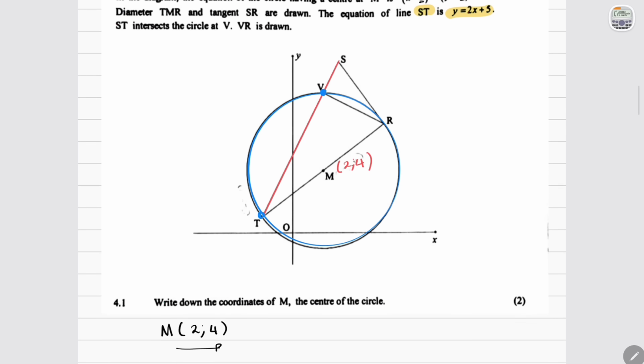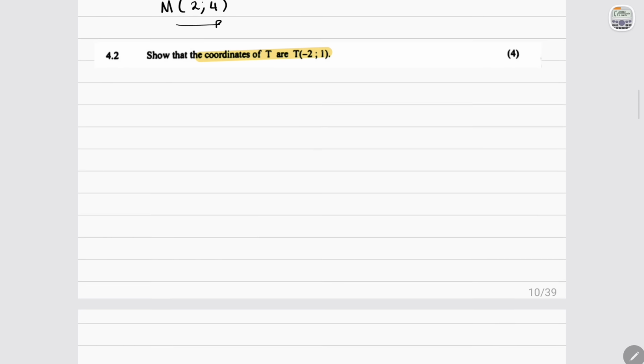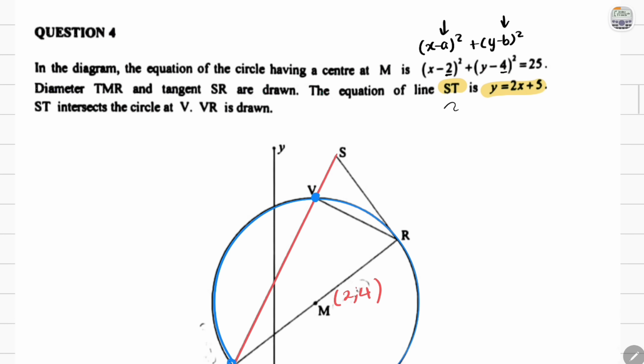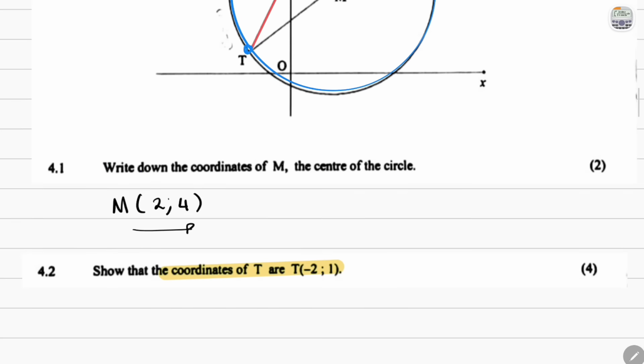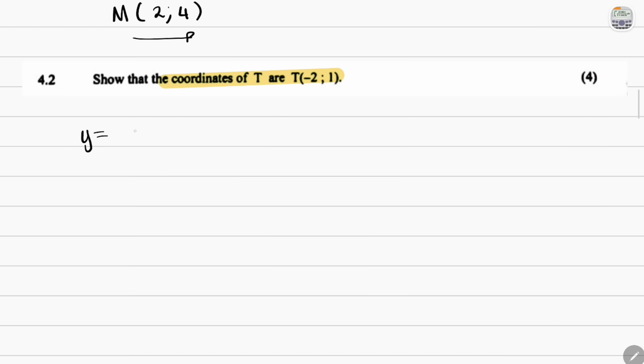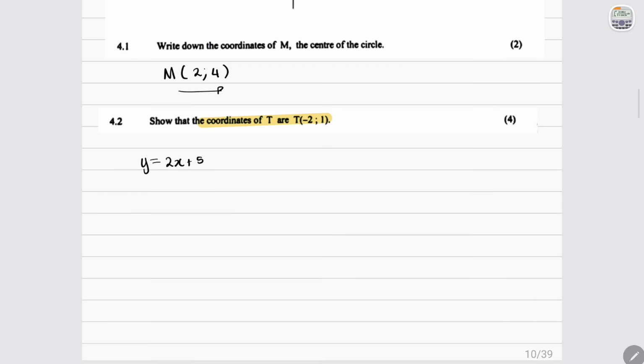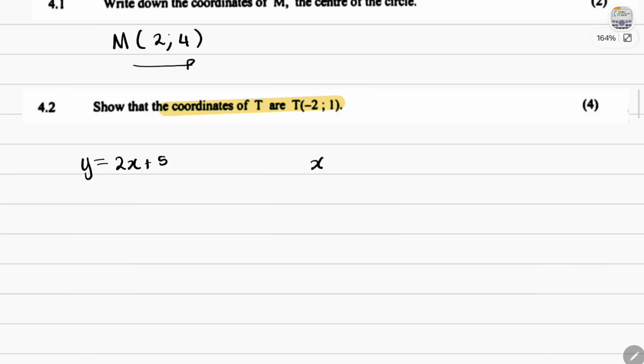You can just take both equations, because really in the question 1 sections, okay, sometimes you see questions like this. So we know that ST, right, the equation of the line is y is equal to 2x plus 5. And you already have the equation of the circle. I know that the one that you'll probably be used to is the one where they will say something like x squared plus y squared is equal to something.